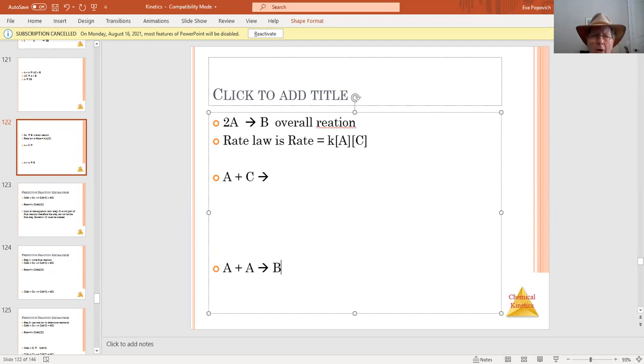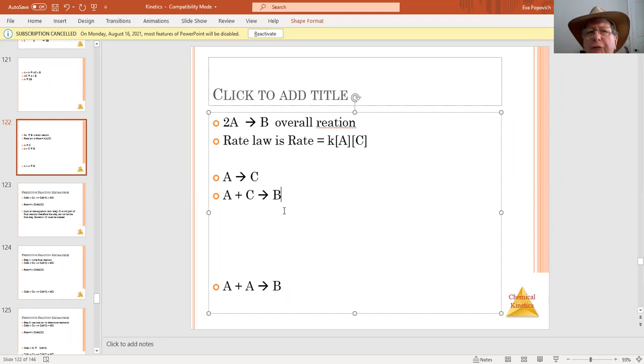Now, do I have C anywhere in this reaction? No. So I have to create it. I can create it by saying something as simple as A yields C. So this is an instance where I didn't give you the first step. I gave you the second step. Okay, Jana?